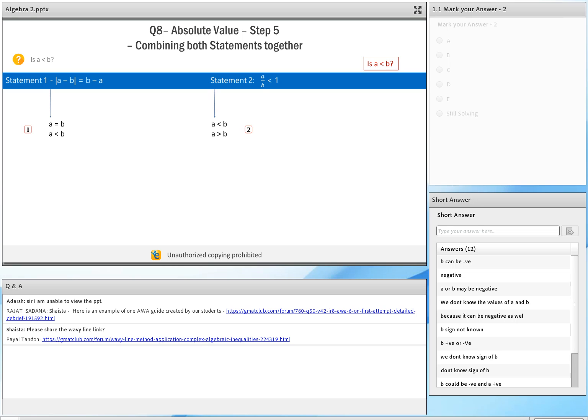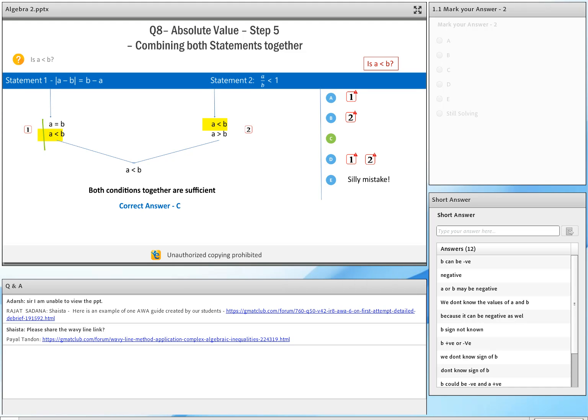Now when I combine both the statements, because both these statements are true, I take the intersection here, and the intersection is that A is indeed less than B. Both the conditions together are sufficient. So the correct answer is choice C.